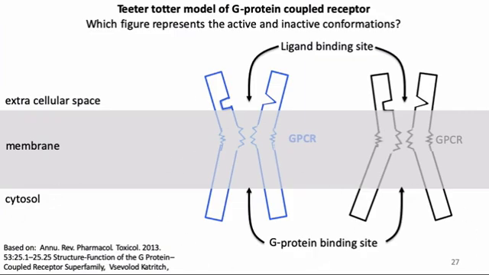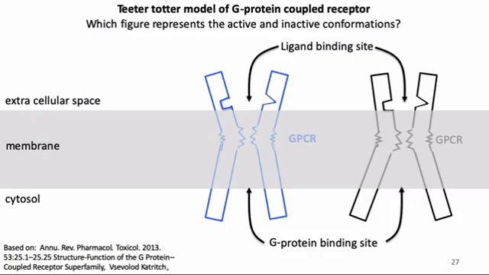In describing how G protein coupled receptors convey various signals from the outside of a cell to the inside of a cell, the teeter-totter model can be convenient. In this model, we're representing G protein coupled receptors as teeter-totters, which can rock back and forth. They have a ligand binding site on the outside, a G protein binding site on the inside. And here I'm showing two different conformations.